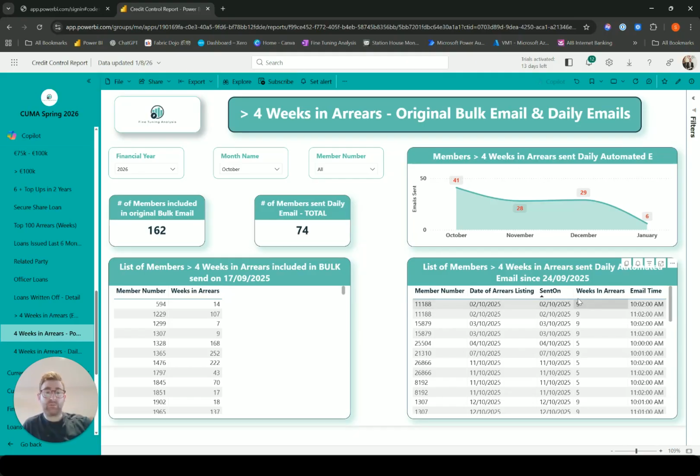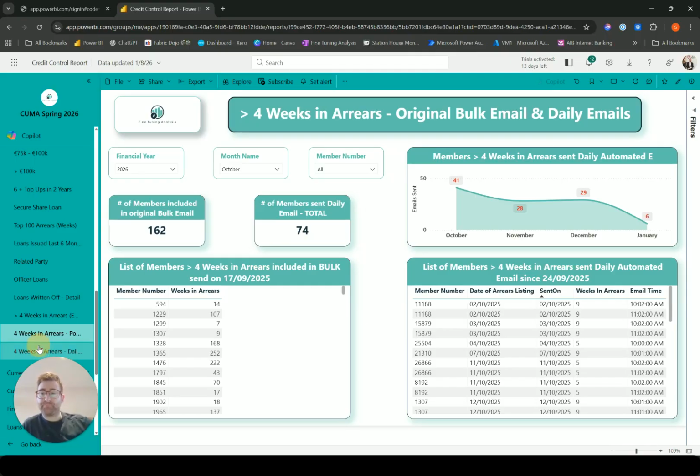So we can see when the email was sent, how many weeks in arrears they are, and the email time as well. Okay, so it's really, really fantastic for the credit control officer to see the list of people that were sent the bulk email, but also that have been sent a recent email. They've recently just went over 4 weeks in arrears.